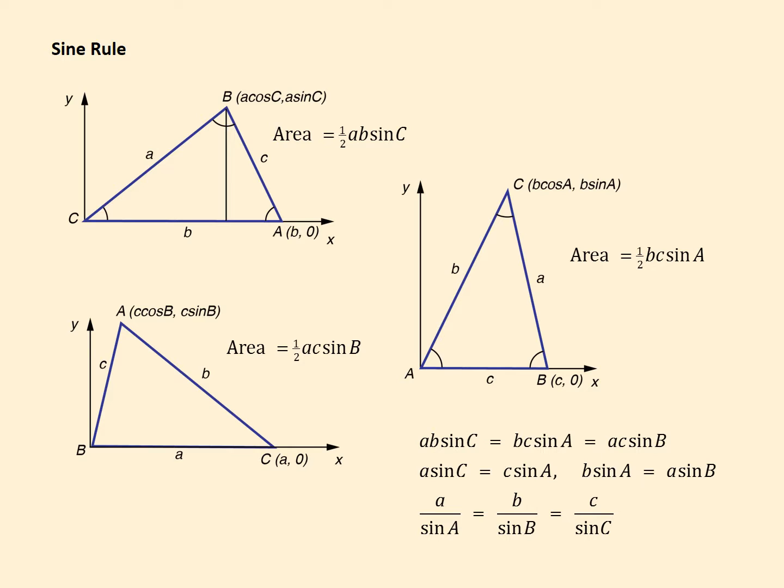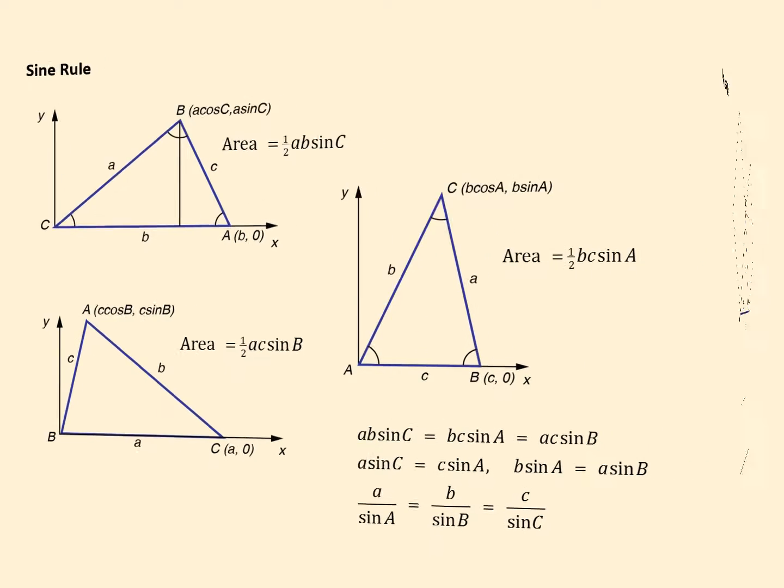And taking the first two, AB sine C equals BC sine A, and dividing by B, we end up with a sine C equals c sine A. And taking the second two and dividing through by C, we have that b sine A equals a sine B. And rearranging these, we arrive at the sine rule.